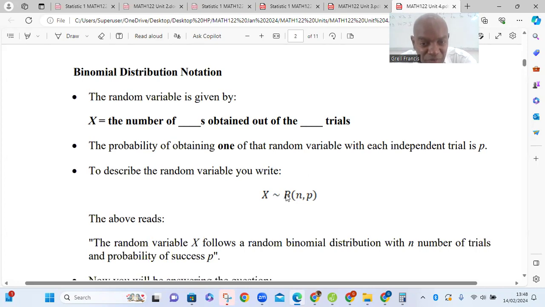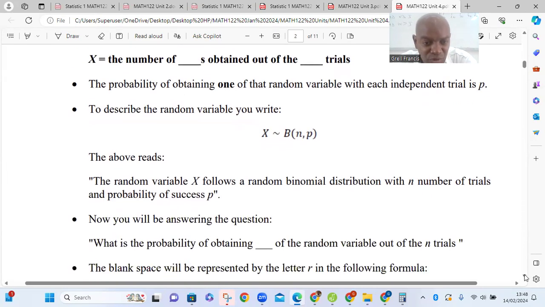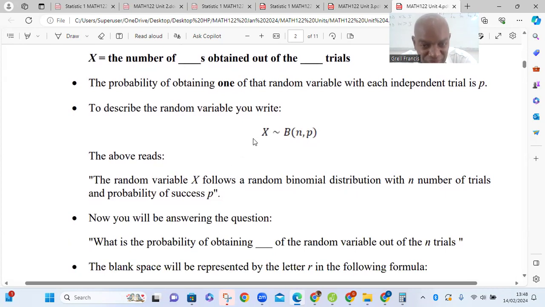Approximates a binomial, B for binomial, and the parameters that I use are the number of trials and the probability of success, N and P. So the above reads, the random variable X follows a binomial distribution with N number of trials and probability of success P. So that's how you read this notation.